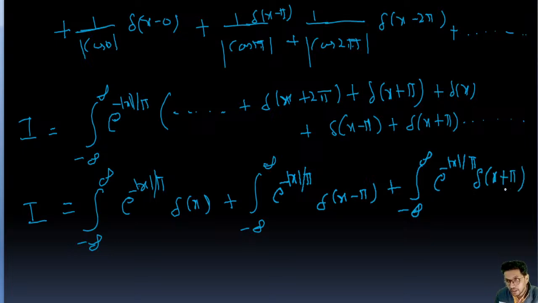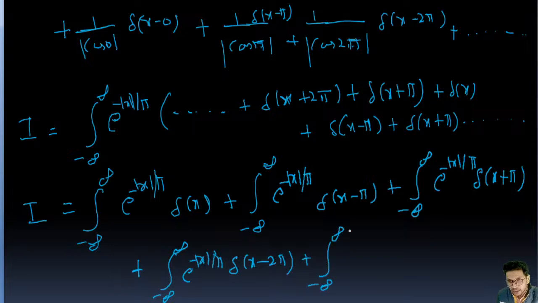plus pi. Okay, plus the integral from minus infinity to plus infinity of e to the power minus mod x upon pi delta x minus 2 pi, plus the integral from minus infinity to plus infinity of e to the power minus mod x upon pi delta x plus 2 pi, plus so on. Okay, this one.